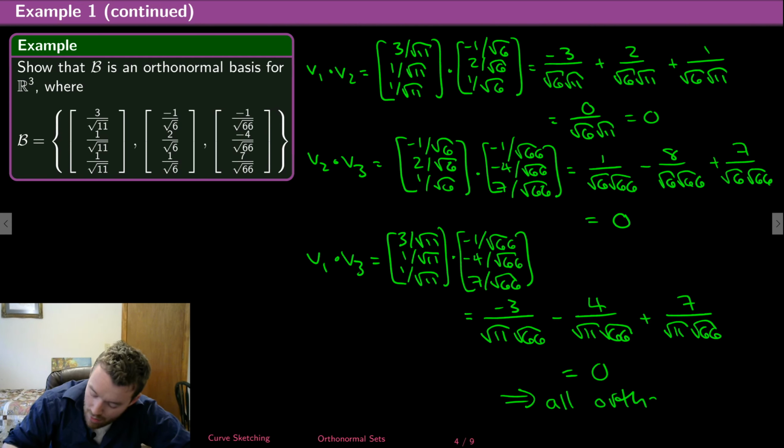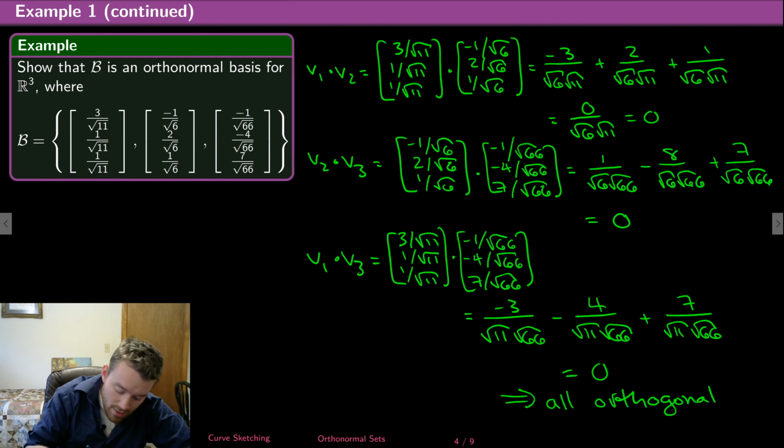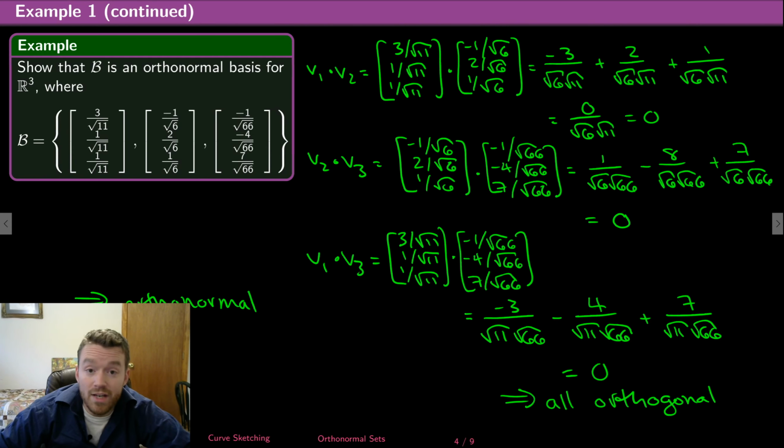So I know that all of my vectors are orthogonal. They all have unit length. And so that means this whole set is orthonormal. In fact, it's an orthonormal basis for R3 because there are 3 vectors spanning all of R3.